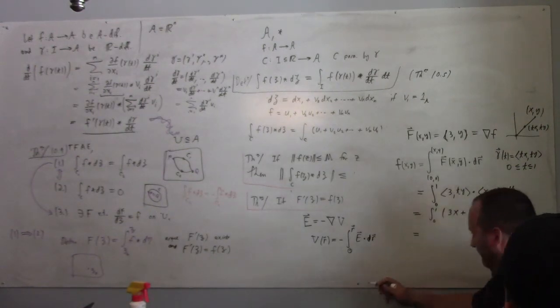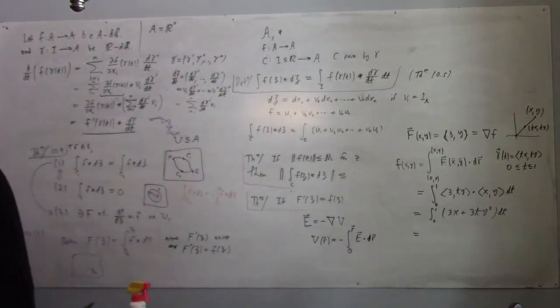And we integrate with respect to t, so we get 3xt.